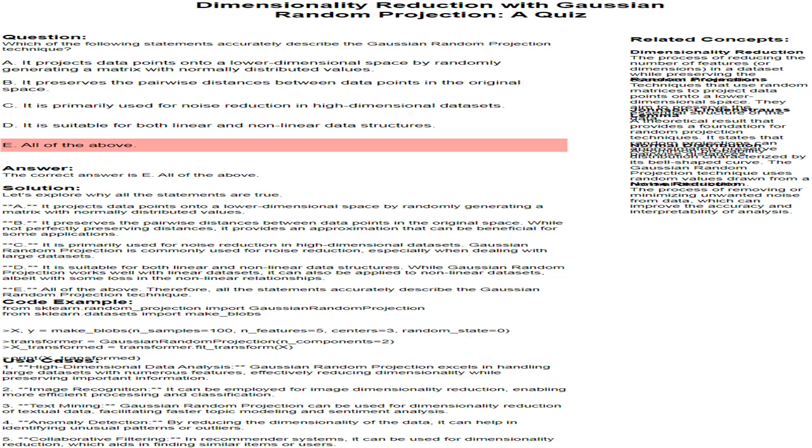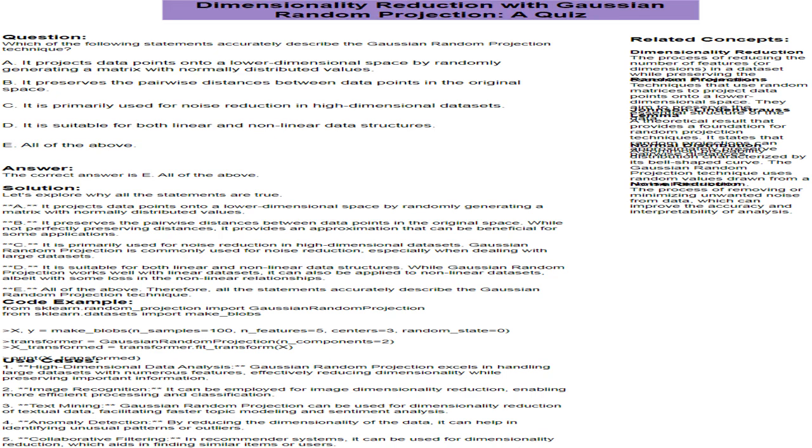A. It projects data points onto a lower dimensional space by randomly generating a matrix with normally distributed values. This statement is correct. Gaussian random projection uses a random matrix with normally distributed values to project data points onto a lower dimensional space. This effectively reduces the dimensionality of the data. Dimensionality reduction.